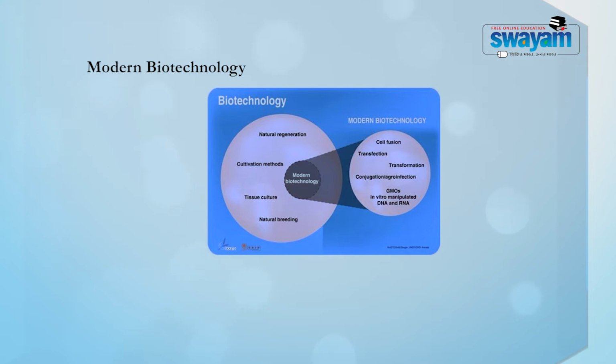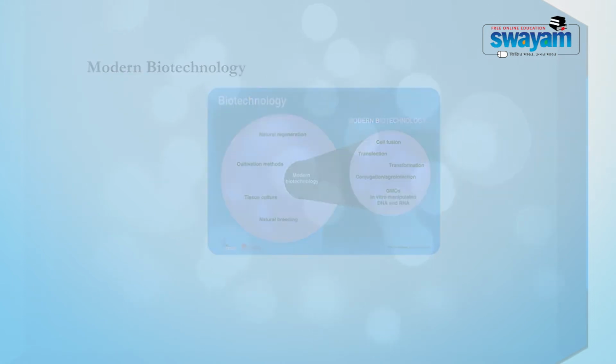explains the difference between biotechnology as a whole and modern biotechnology as a subset. In biotechnology as a whole, you have natural regeneration, cultivation methods, tissue culture and natural breeding. And in modern biotechnology, you have cell fusion, transfection, transformation, conjugation, agroinfection, and in the case of higher life forms, you have the GMOs, in vitro manipulated through DNA and RNA.